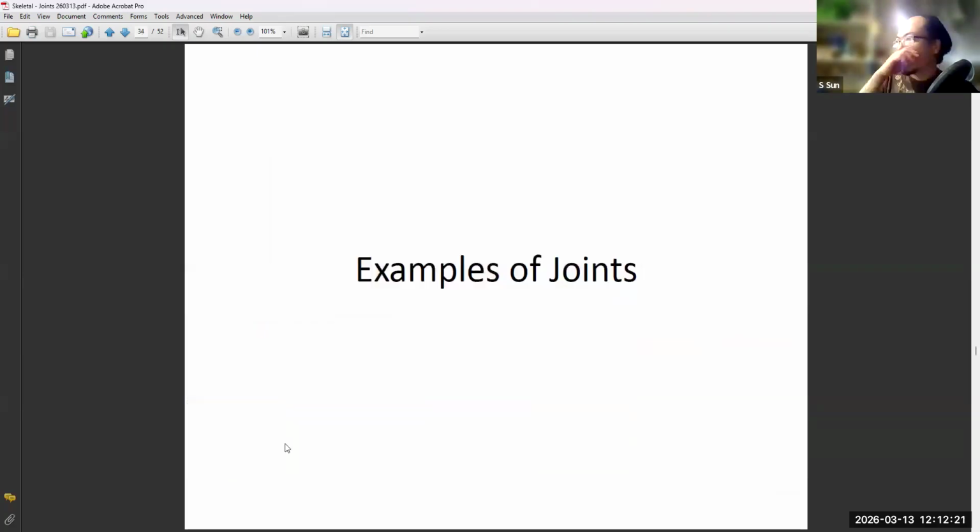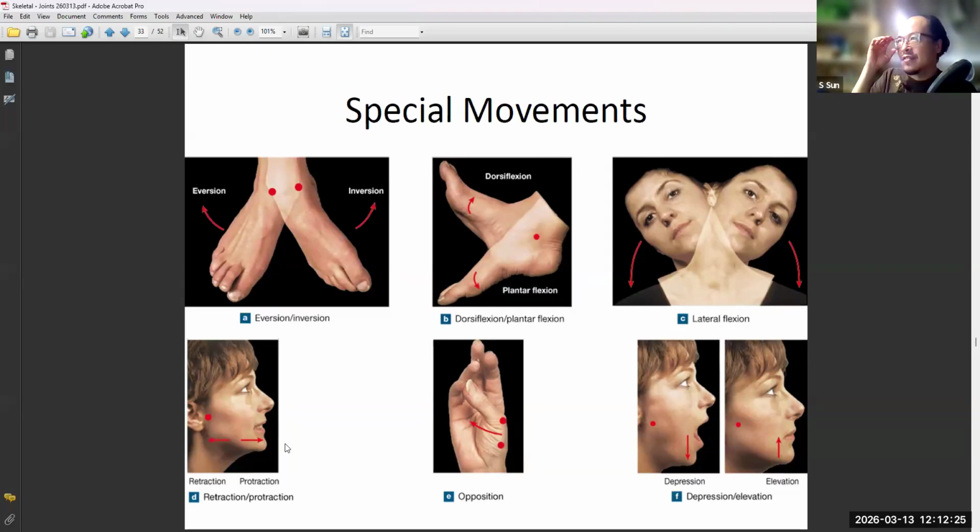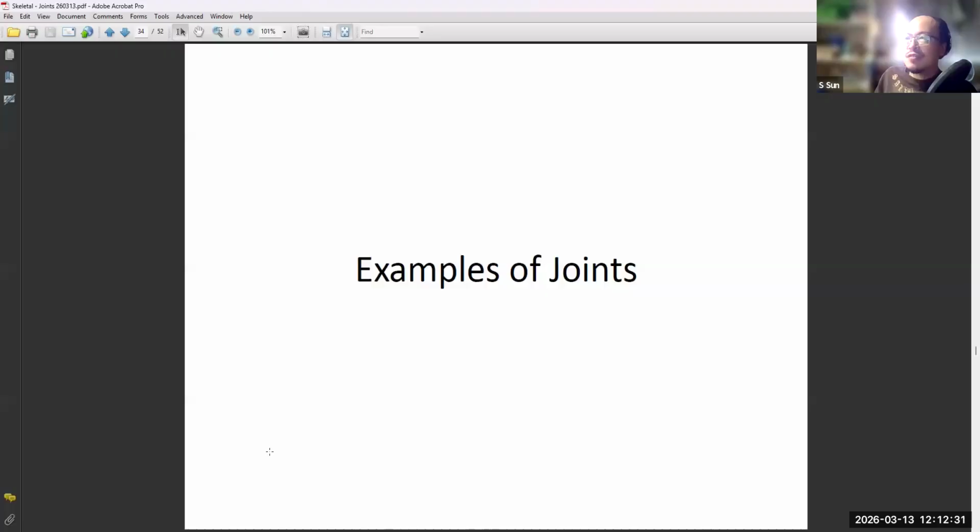So that is the movement. All right, just a quick review of all these movements. The next one, we are going to look into specific examples of the joints. All right, so let's take a break and we come back to examples of the joints. See you next time.